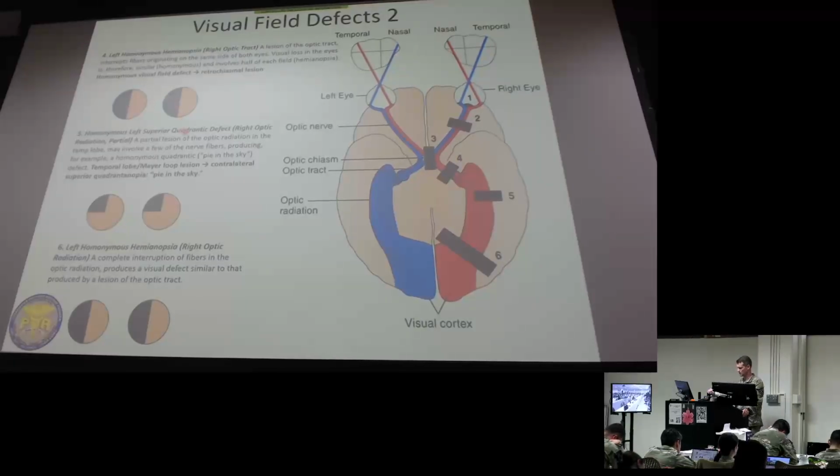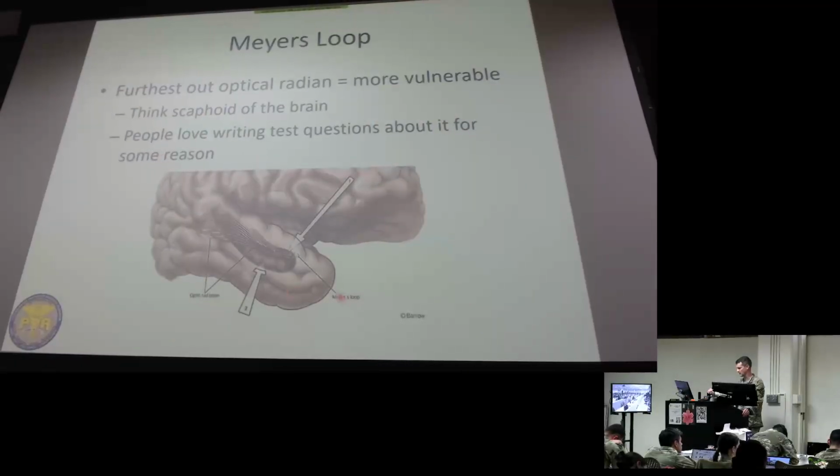All right, here is one that we kind of clued into before, but we didn't know what the terms meant yet. We talked about Meyer's loop briefly. I didn't really know what this was when I was in school. I was like, okay, sure, Meyer's loop, you win. What this is, it's actually kind of like this looping out of that optic tract as it's going out. I thought of it as the scaphoid of the brain, and that kind of helped me a little bit because it's further out than everything else. It's that furthest one out.